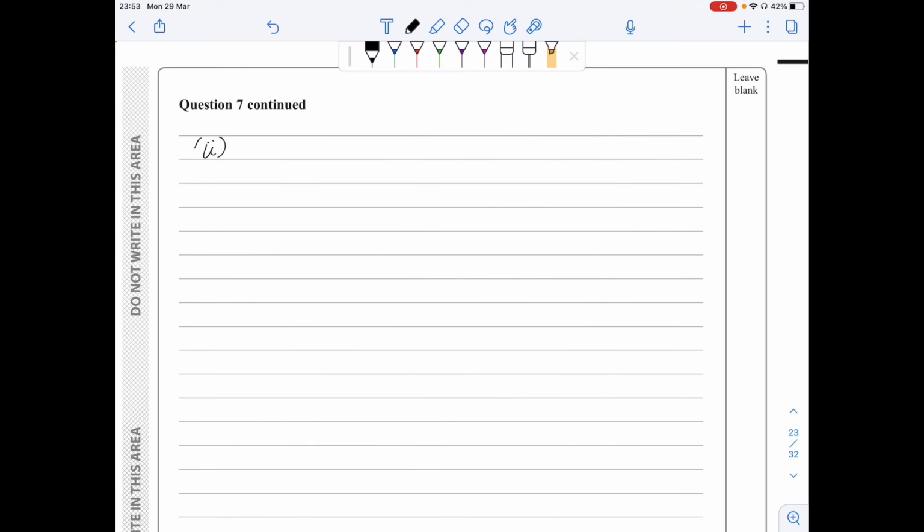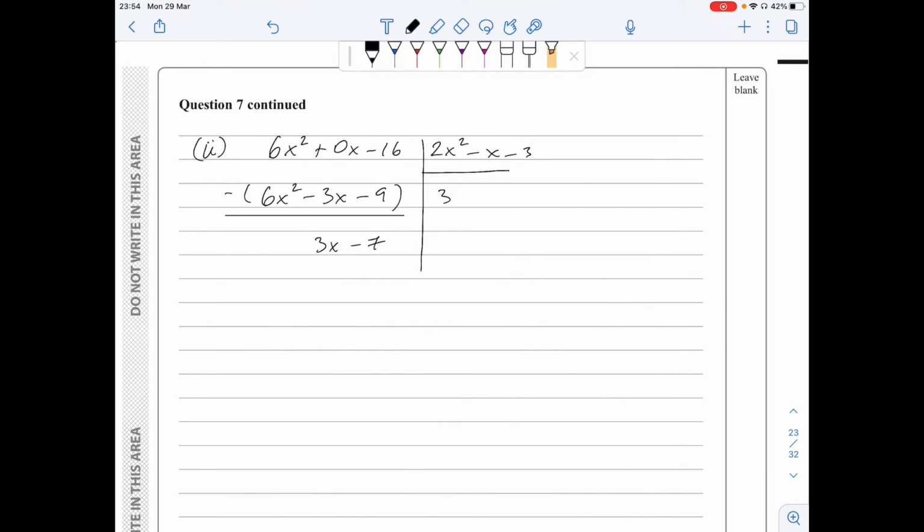In part II, I will split this into partial fractions, but first I will do long division. 6x squared plus 0x minus 16 divided by 2x squared minus x minus 3 goes 3 times, and I will get 6x squared minus 3x minus 9. I will subtract, and I will get 3x minus 7.